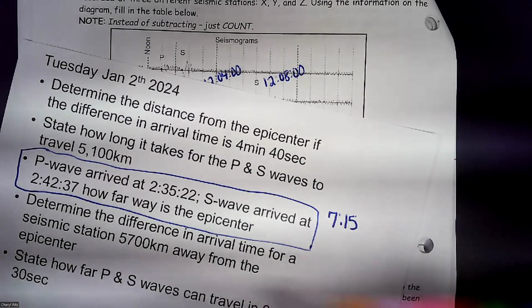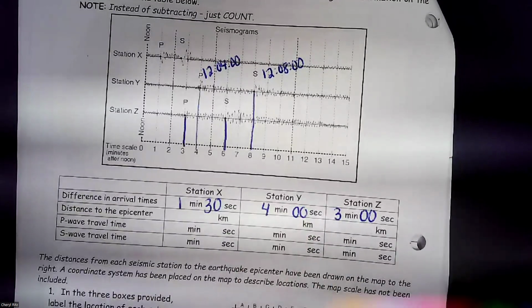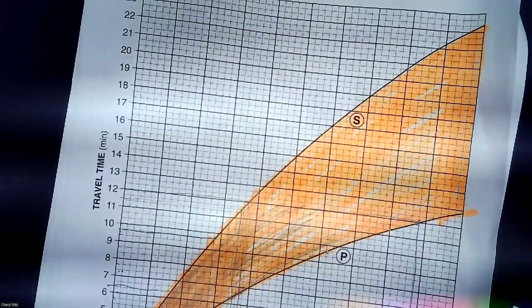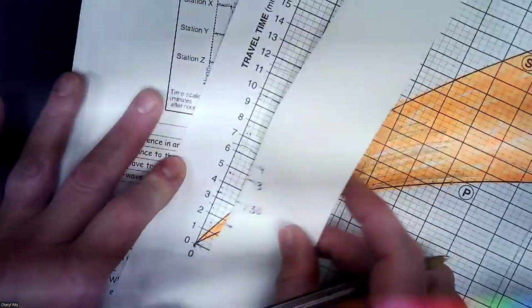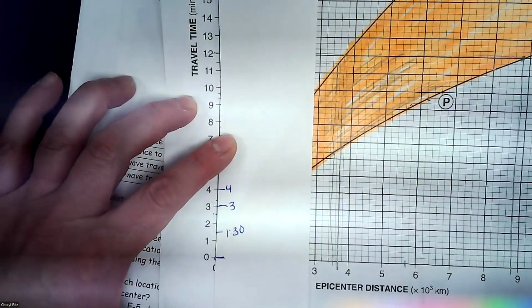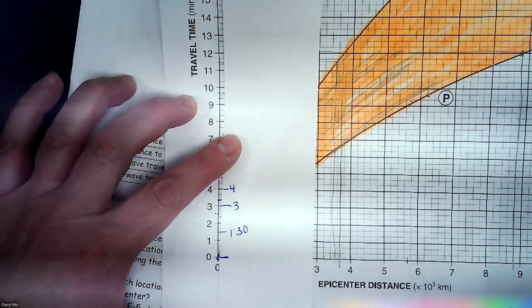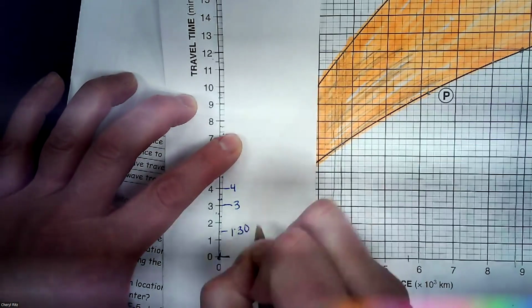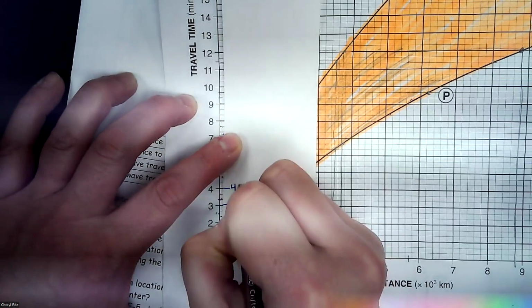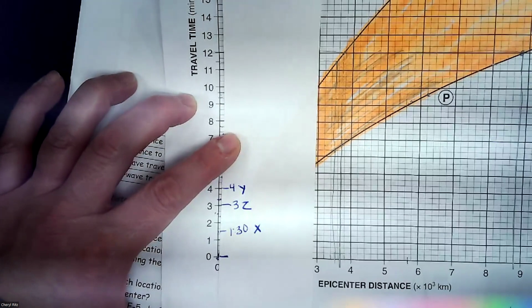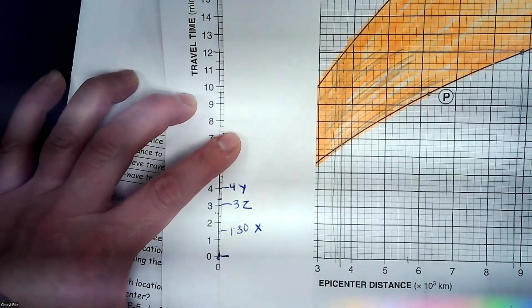So just to refresh your memory with this one, we'll do the 4 minutes. Oh, I already had mine done. There we go. So one thing, especially when you have 3 of these, one thing I do just to save myself some time is I marked all those differences right away. So I marked off the 0, I marked off the 1:30, that was for station X. Station Y was 4 minutes and station Z was 3 minutes. That's one thing you could do to save yourself some time.